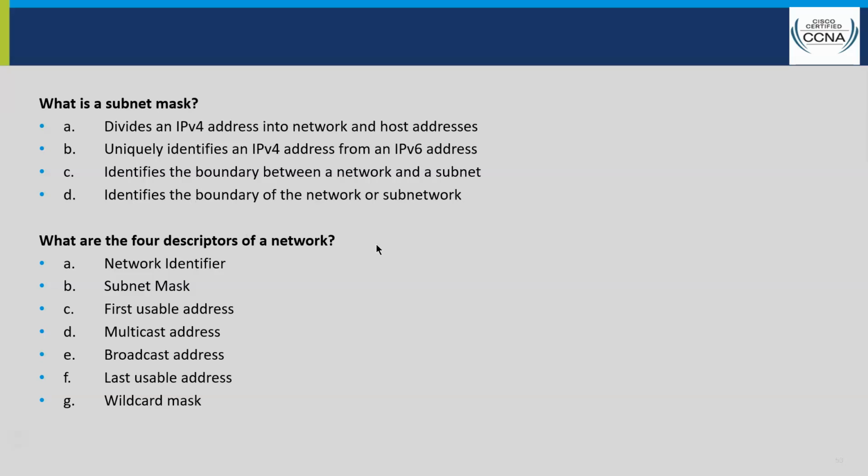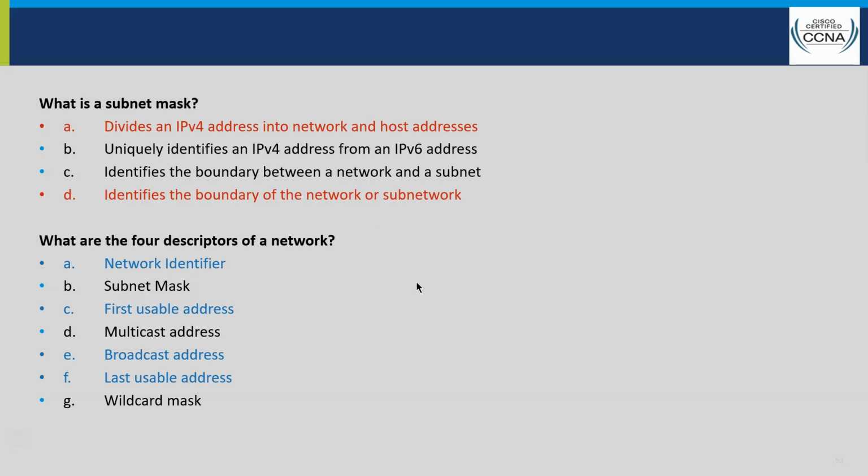What is a subnet mask? What two things does a subnet mask do? It divides into network and host and identifies the boundaries that we would have for them. The descriptors of a network are: we have a network, subnet mask, first usable, multicast, broadcast, last usable, wildcard mask. What are the things that we just were trying to identify? That would be the boundaries of the network in the subnet. So what 4 things can we define with these?